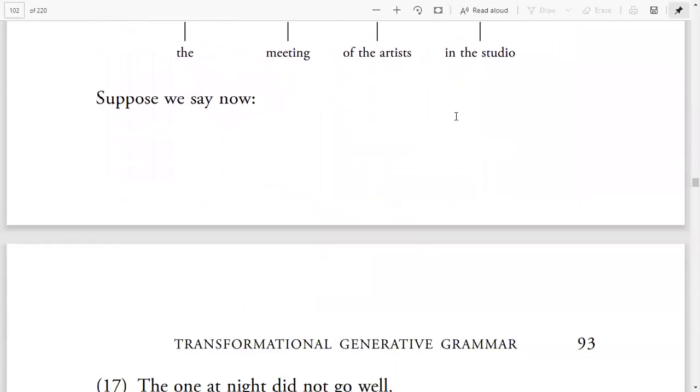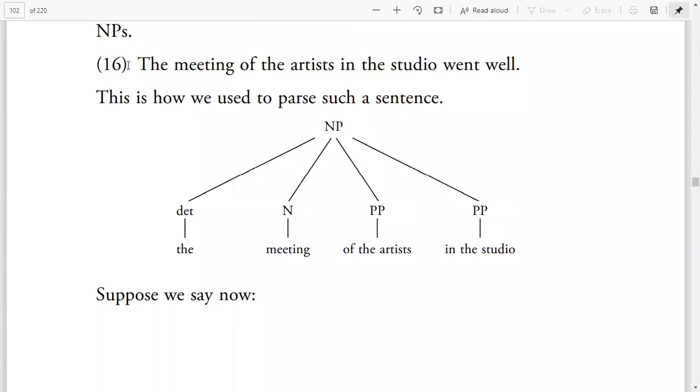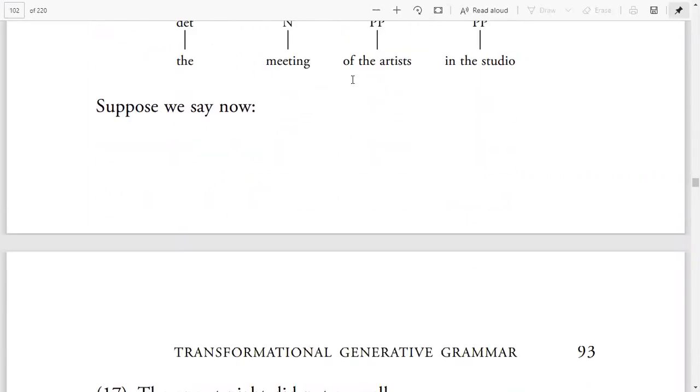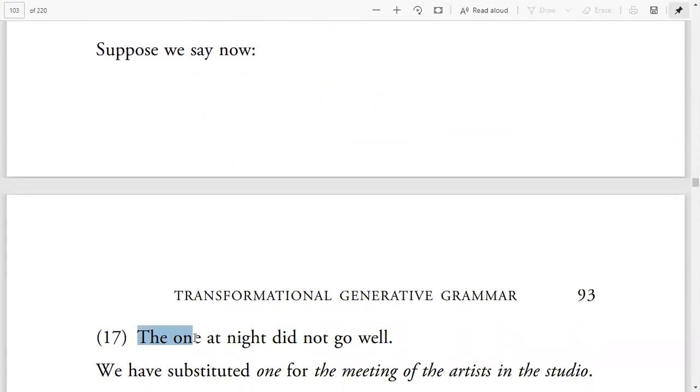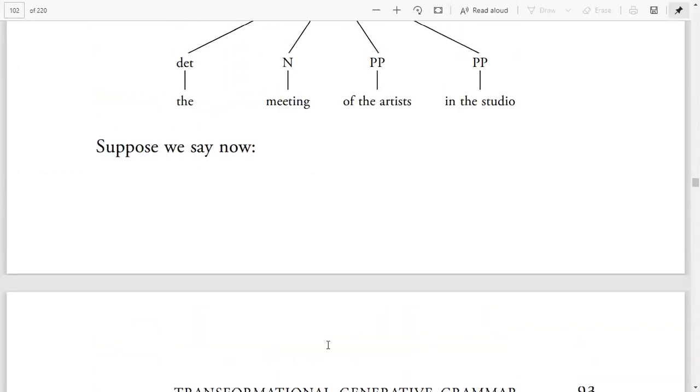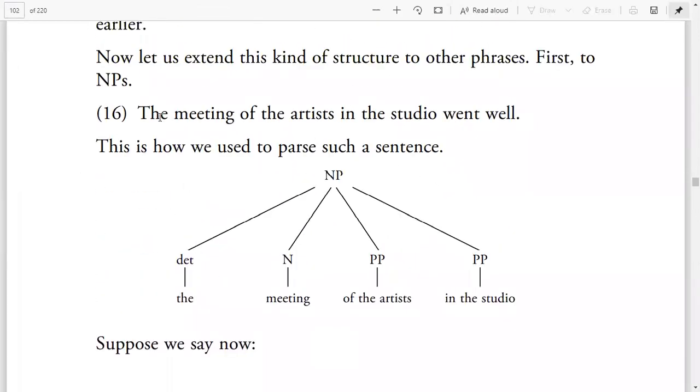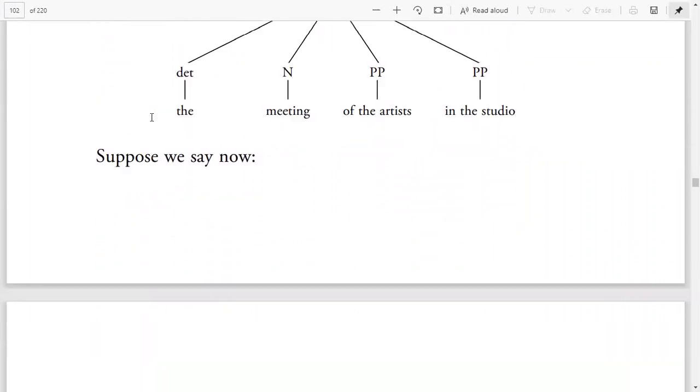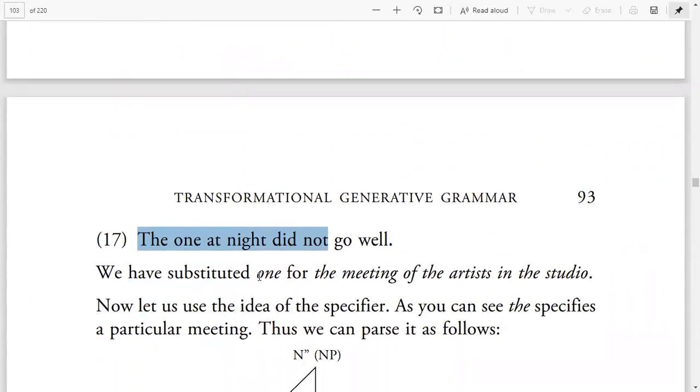Here, suppose we say now, the one at night did not go well. This was the previous sentence, the meeting of the artist in the studio went well, and now we are going to substitute this whole noun phrase with a smaller noun phrase. We said the one at night did not go well. So we have changed the sentence and added some more information. What is being said here? We have substituted one for the meeting of the artist in the studio.